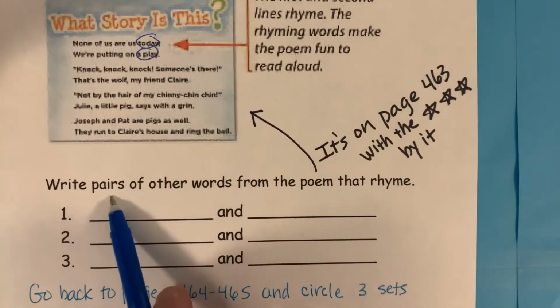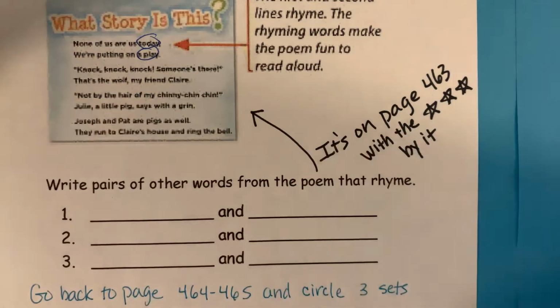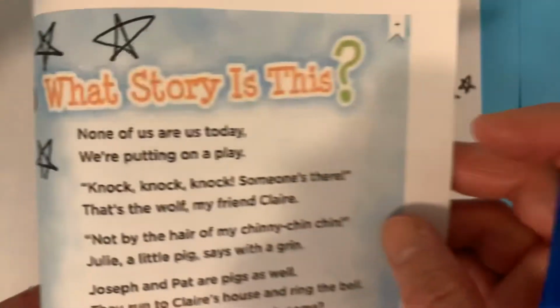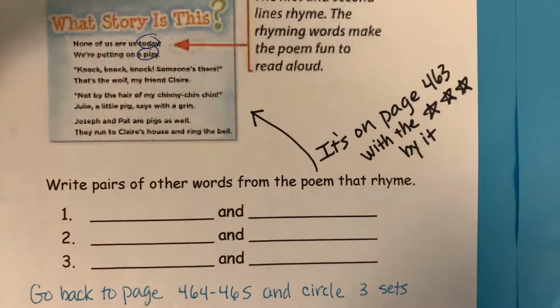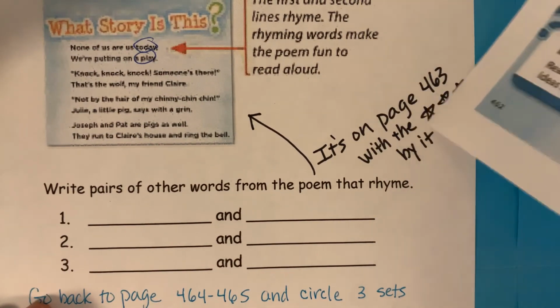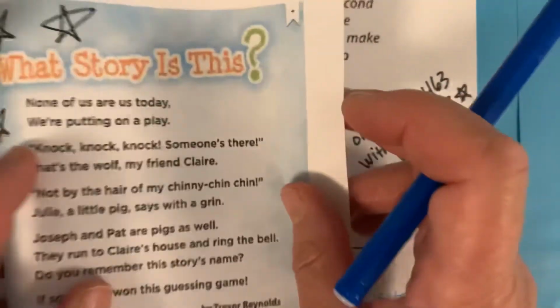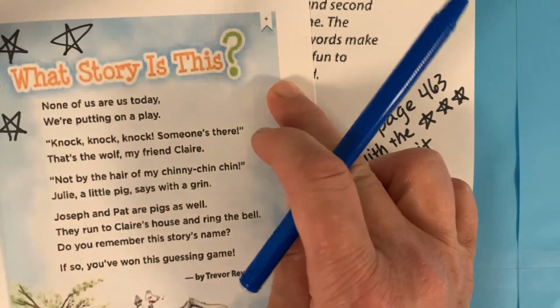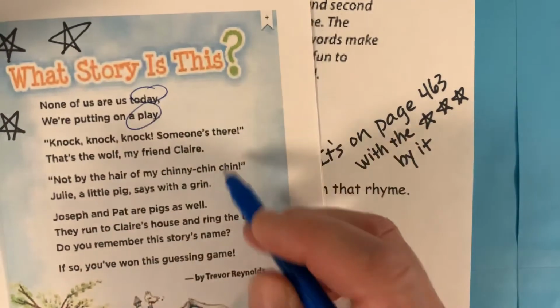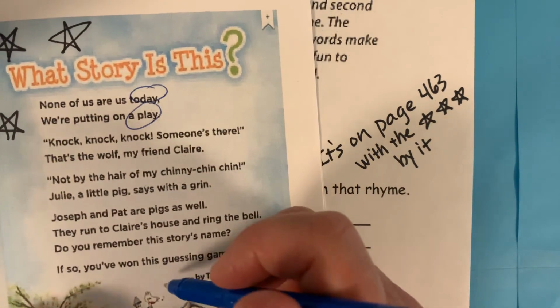From here, you're going to write pairs of other words from the poem that rhyme. You go back to this page, page 463, the poem that has the stars by it right here. You're going to write pairs of other words from the poem that rhyme. The first one we found together, today and play. Then you're going to go read more. You have lots of options for words that rhyme.